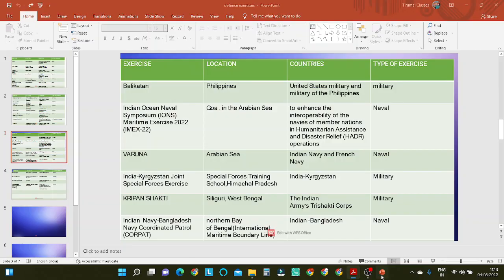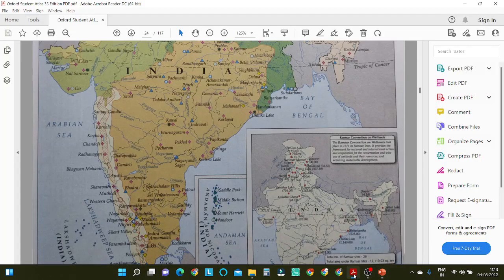Now the next exercise is exercise Varuna. Varuna means it is regarding the rain god Varuna. So it is a naval type of exercise. In this way we can remember that Varuna is a naval type of exercise. It is taking place in the Arabian Sea. In this, the Indian Navy and the French Navy are taking part. So the countries involved are India and France. We have very good bilateral ties with France. France is a very important country for Indian diplomatic and foreign relations.